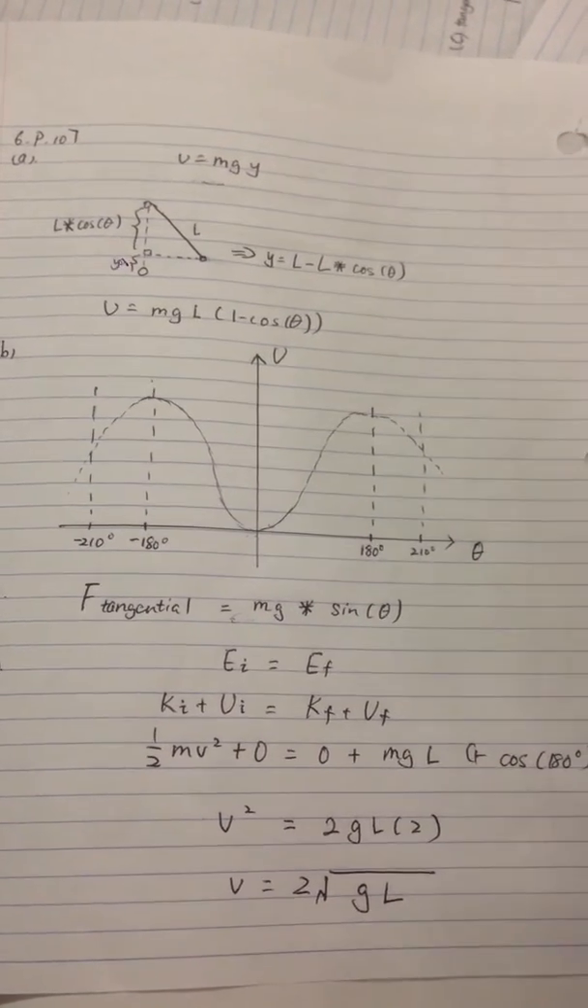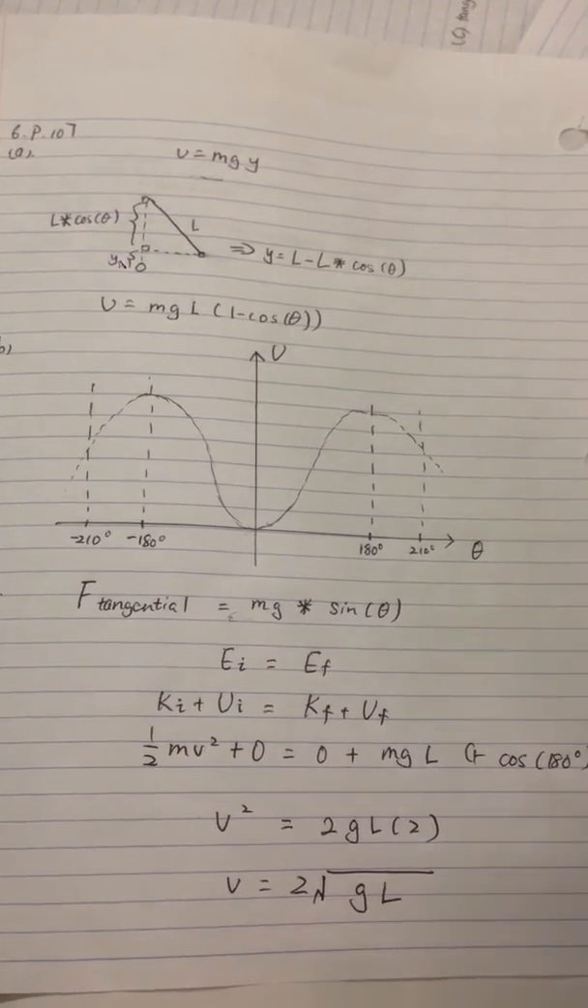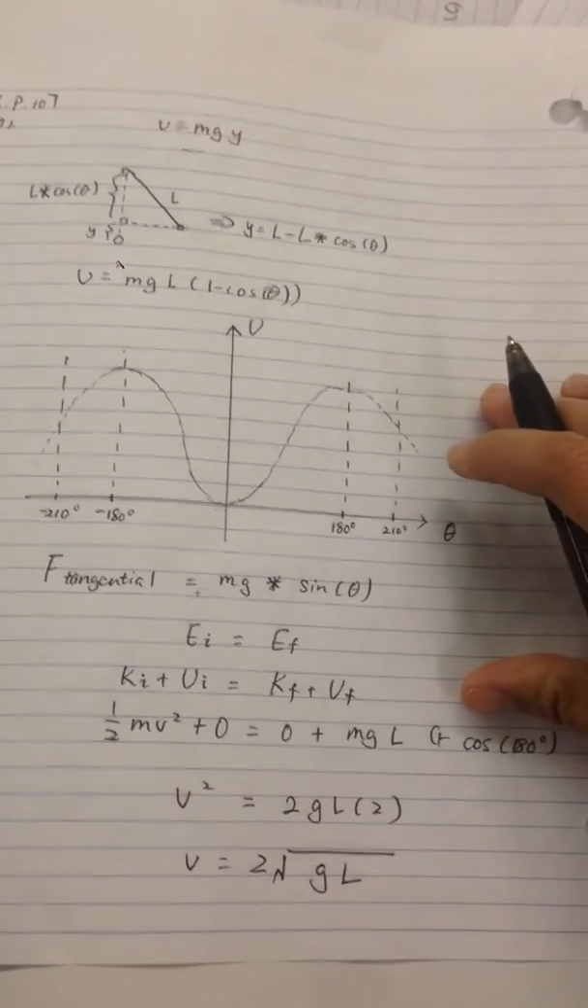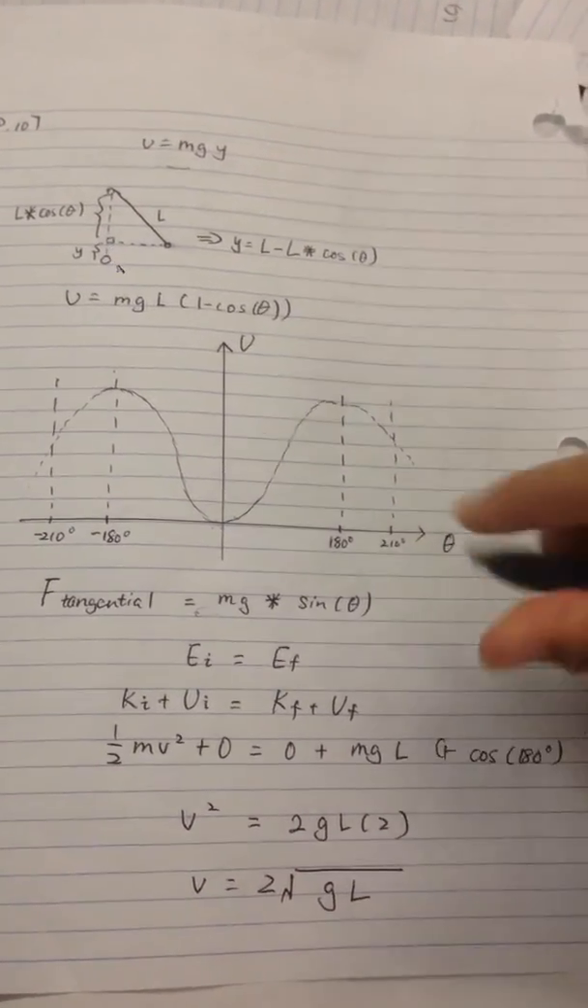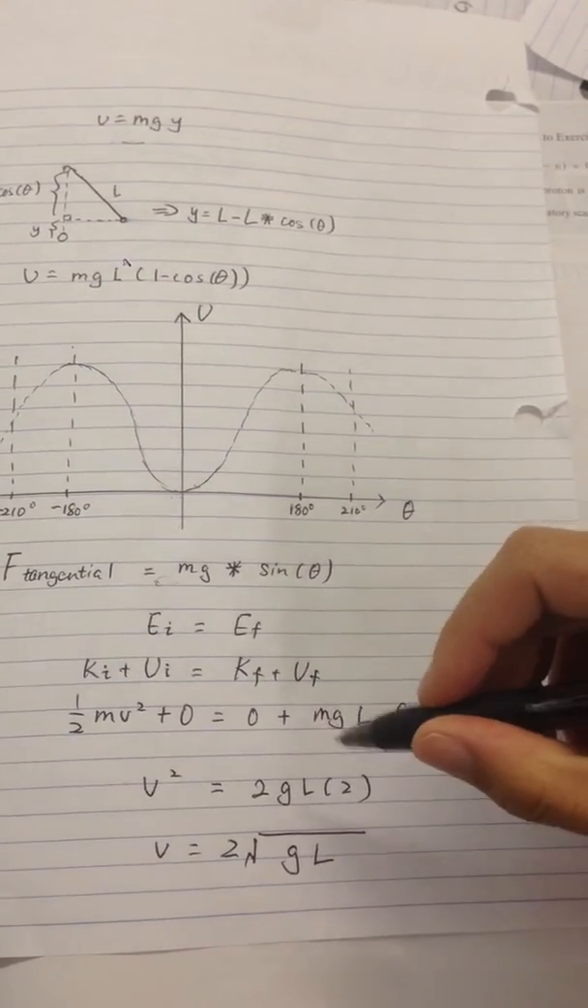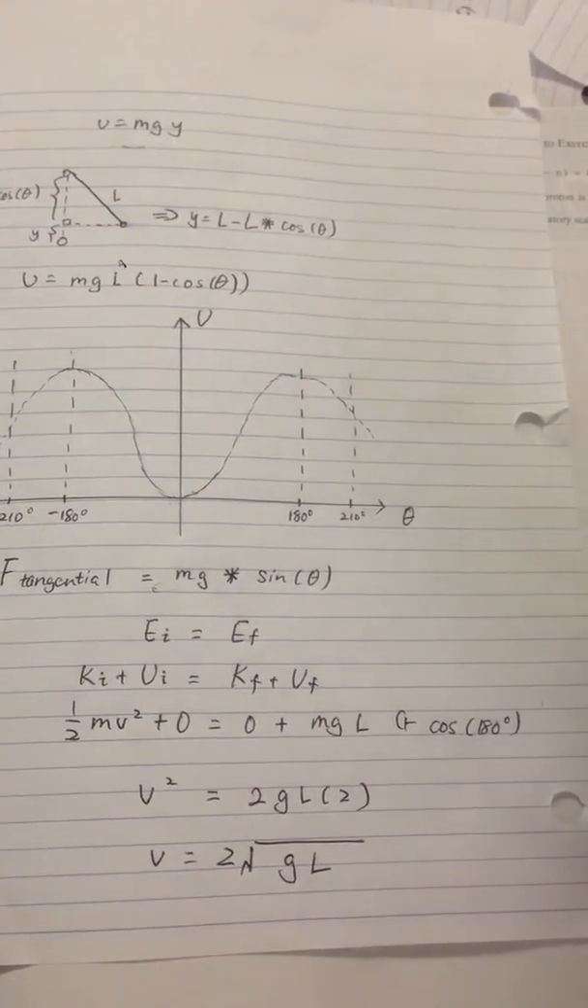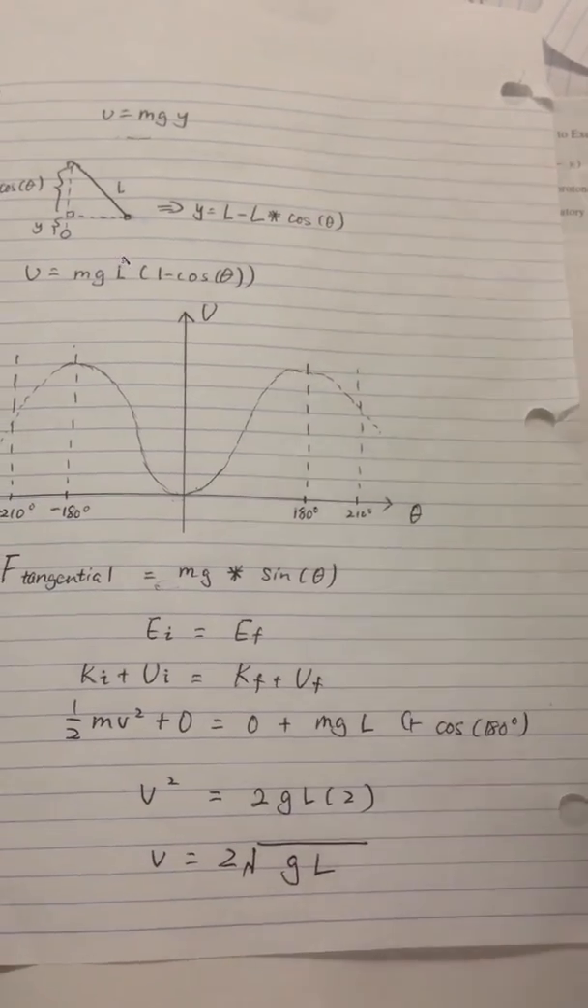So we can write it down, and we can write the detailed formula down here. So we can solve for v equals 2 times the square root of gL.